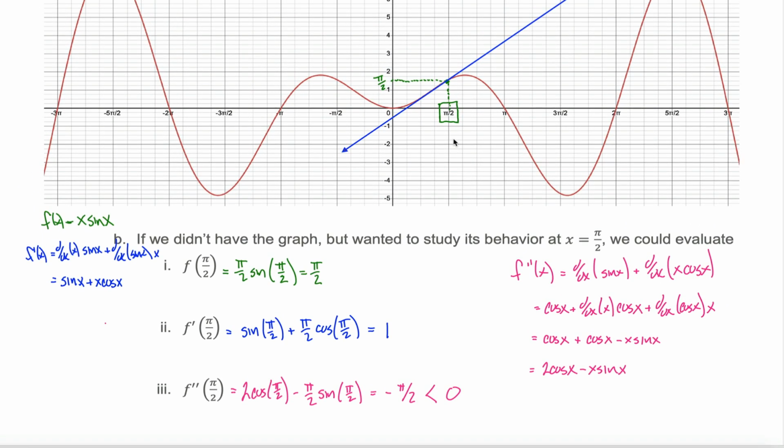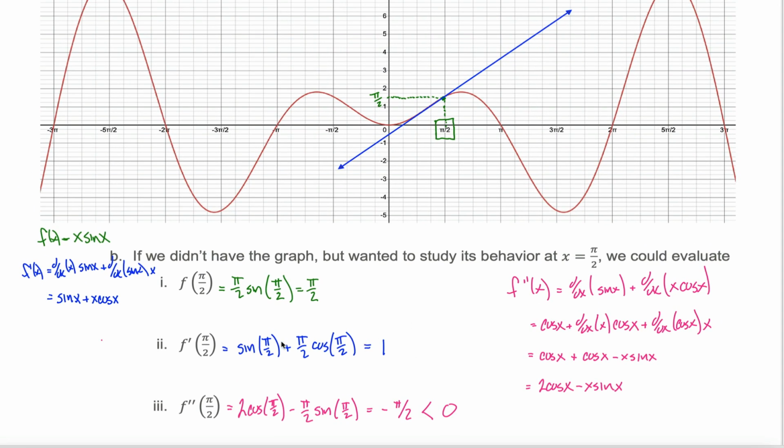The fact that our second derivative is less than 0 means that as our x value changes, as we're reading this thing from left to right, our first derivative is decreasing. Wait, can you draw me a picture of that?